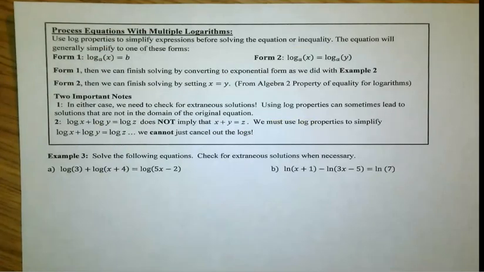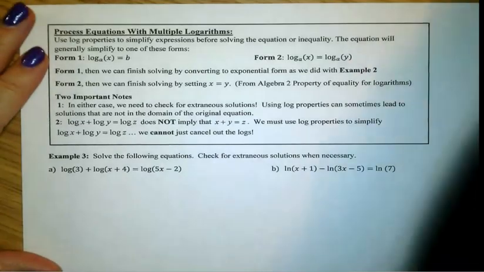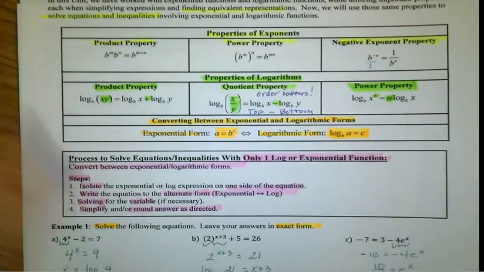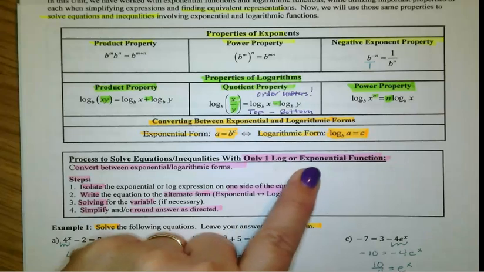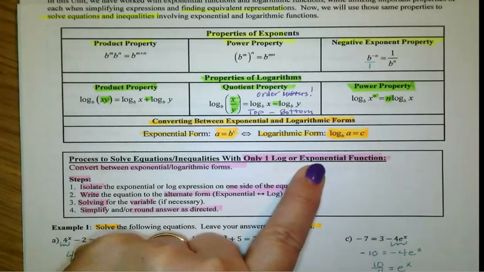Okay, so now we're going to look at the process when we have more than one log. So in the last set of instructions and the process that we used, we said that we're solving when we have only one log or only one exponential function. In the warm-up, we had 2 exponential functions that we could put one on each side of the equal sign, and then we could mathematically make the bases the same.